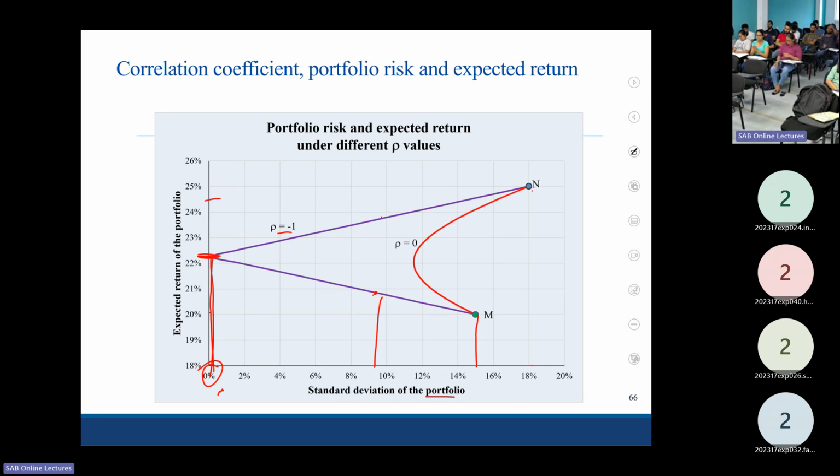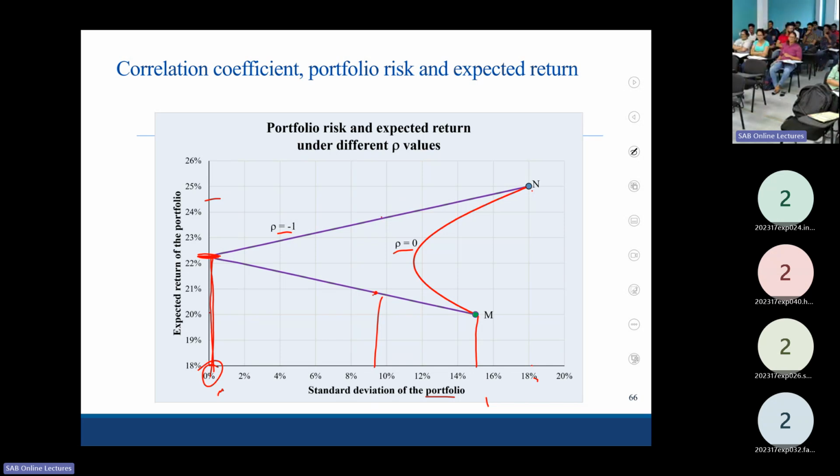Now if you take the correlation coefficient as 0, we again built different combinations and drew this diagram. This is the path of the portfolio expected return and portfolio risk. This is the risk if you invest in M only. You can understand this.